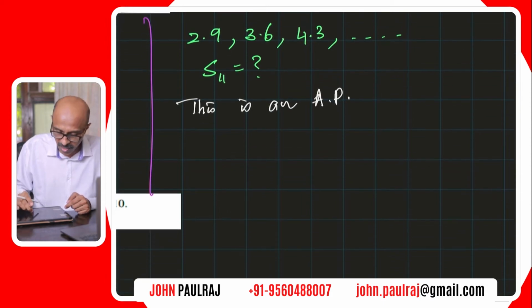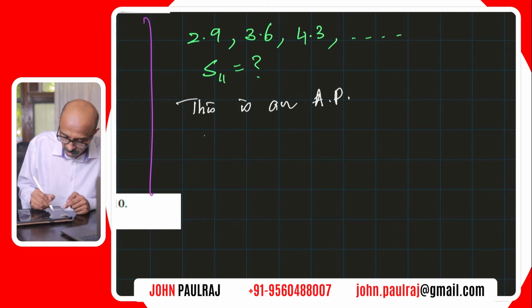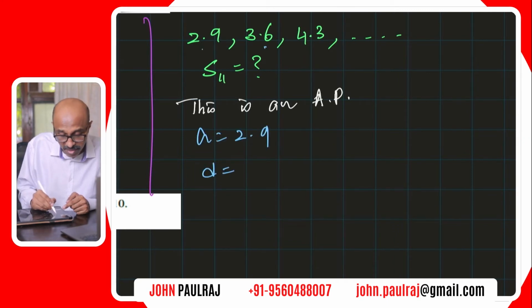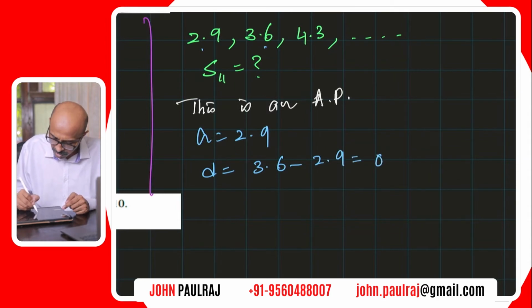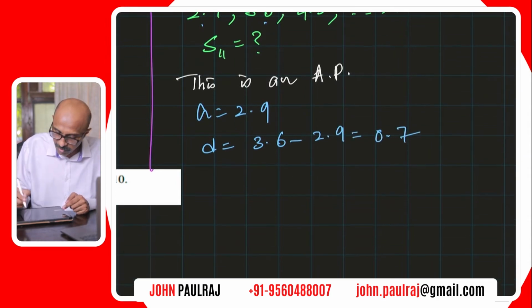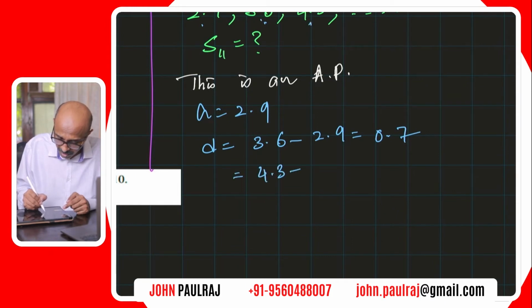Arithmetic progression. Okay, and what's the common difference? The first term, of course, is 2.9, and the common difference we said is the second term minus the first term. Okay, third term minus second term. It's constant. So 3.6 minus 2.9 should be 0.7. Okay, and we can check whether it's the same thing for 4.3 minus 3.6. It is. So 4.3 minus 3.6 is also 0.7.